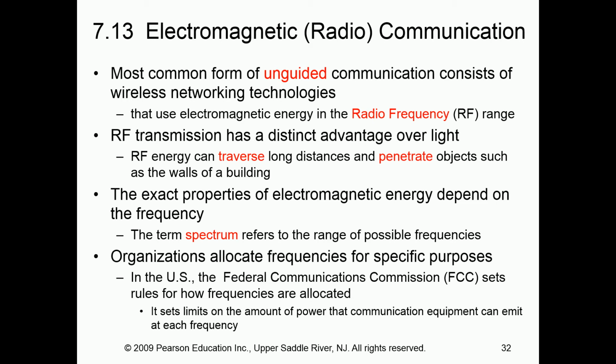So the benefit of Wi-Fi is it can penetrate objects. It can go through walls. However, it does use a specific form of the spectrum, which means it can be susceptible to other forms of noise.